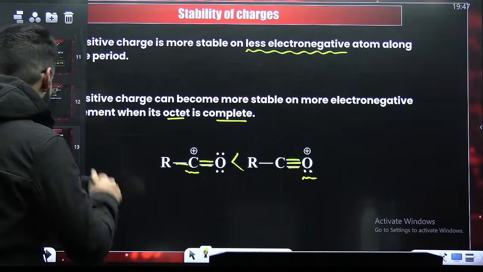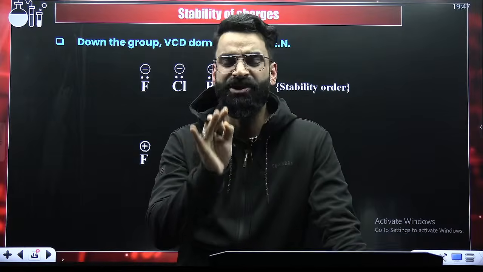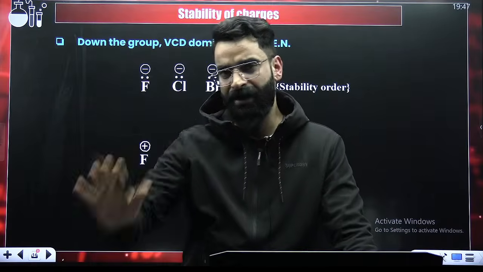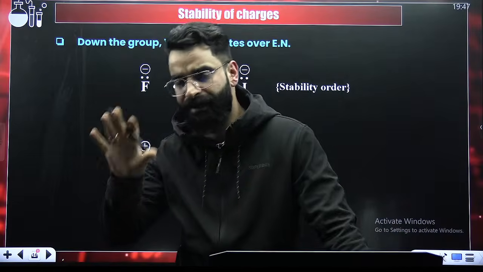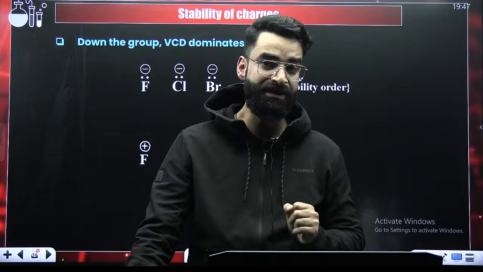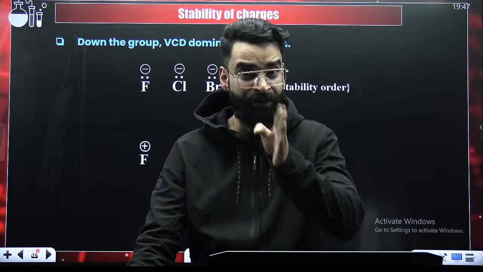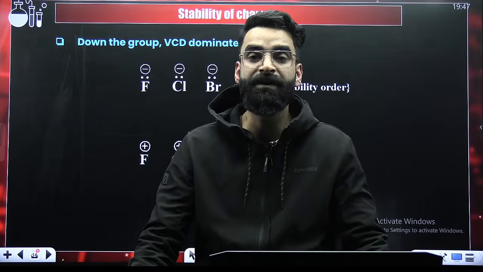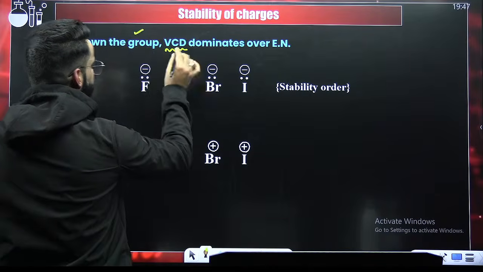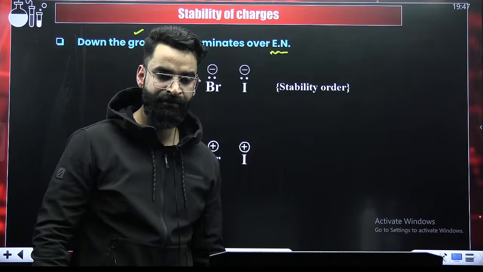Okay. Now, my dear students, as I told you already, whenever you have to compare the stability of the charges on the atoms which belong to the same period, you will give your answer as per electronegativity. Negative charge will be more stable on more electronegative element, and positive charge will be more stable on less electronegative element. But whenever you have to compare the stability of the charges on the atoms which belong to the same group, you won't give your answer as per electronegativity. You'll be giving your answer as per volume charge density. So remember, down the group, VCD dominates over electronegativity. Across the period, electronegativity dominates over VCD. Right?